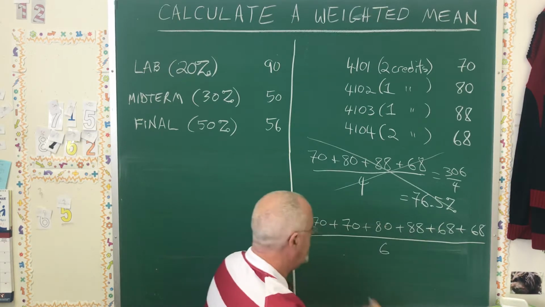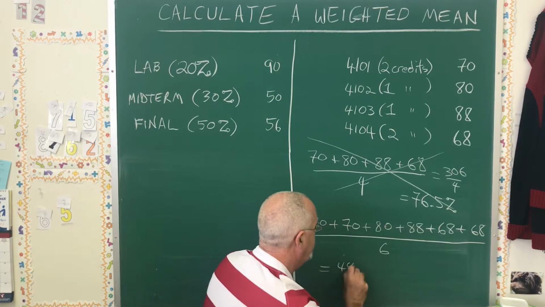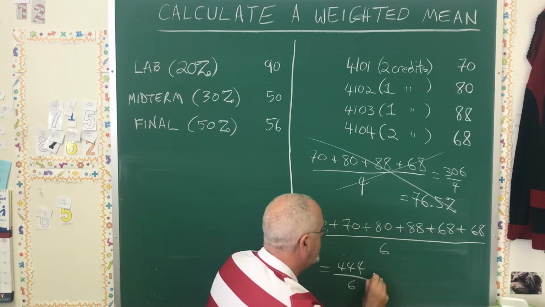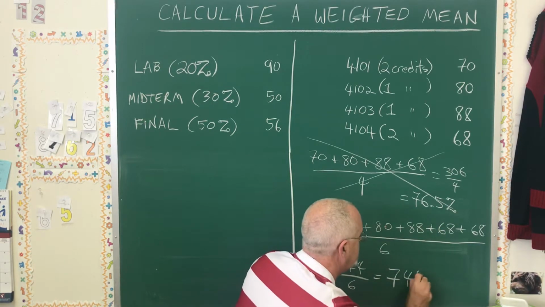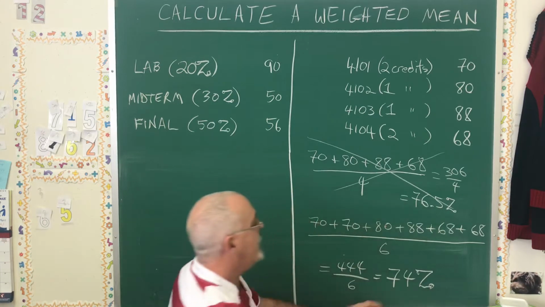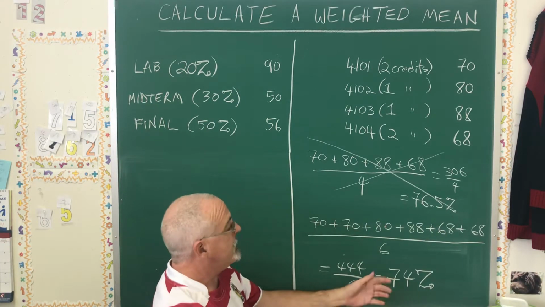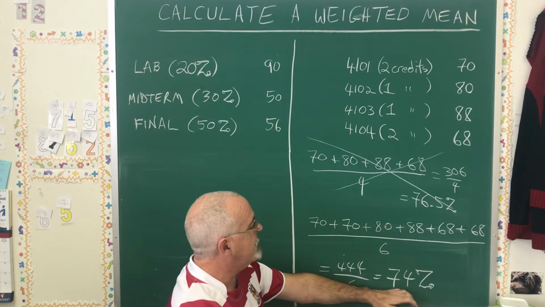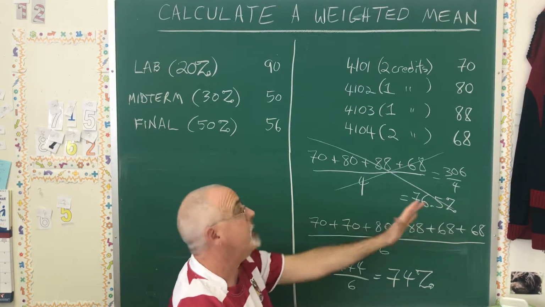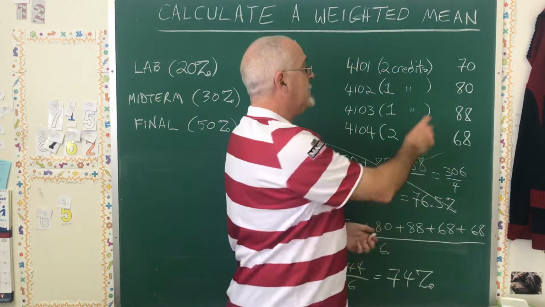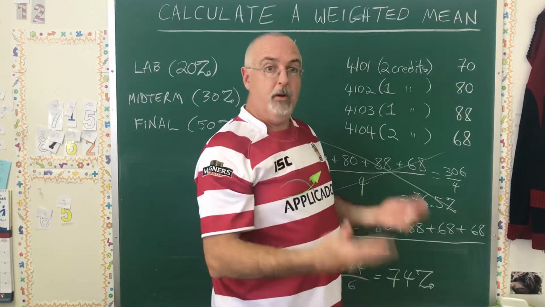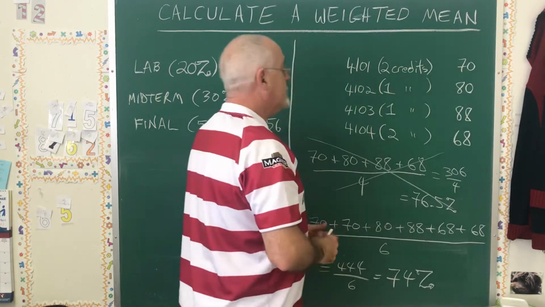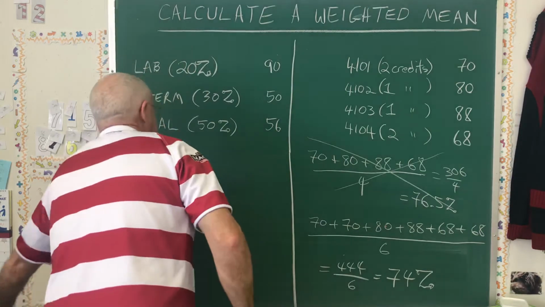This is going to give me 444, which when I divide by 6 gives me a final grade of 74%. And this is the correct grade. What's happened here is that the correct grade is a little lower than the student might have thought, because it just so happens that their 2 lowest marks happened on the 2 books that were worth 2 credits instead of 1. This is how we calculate a weighted mean.